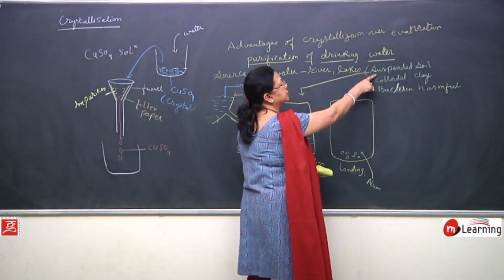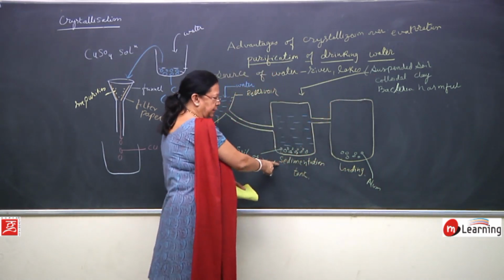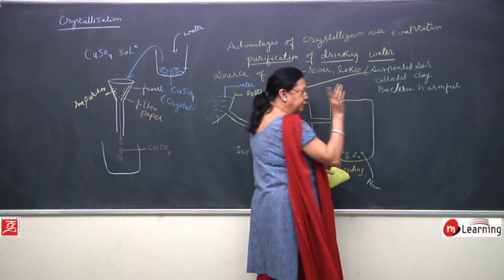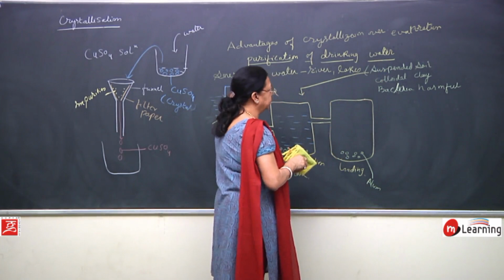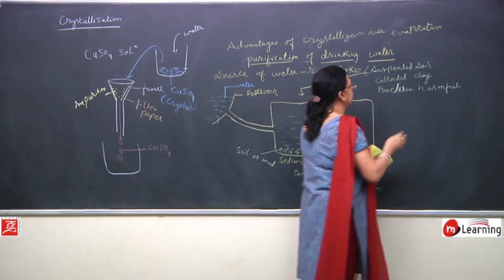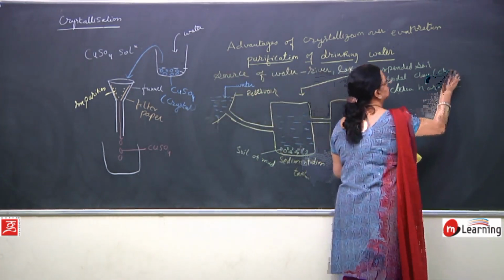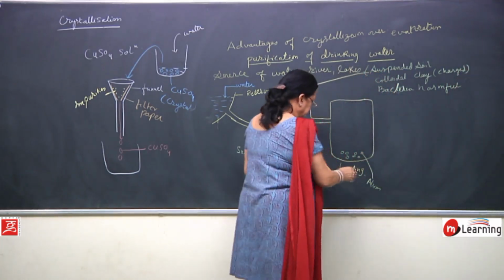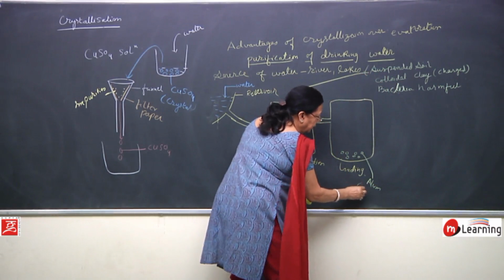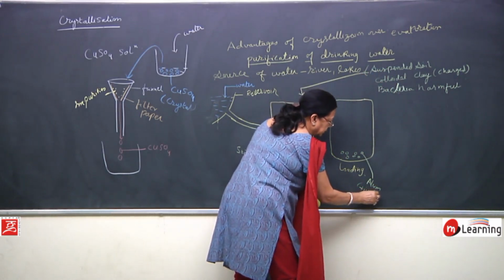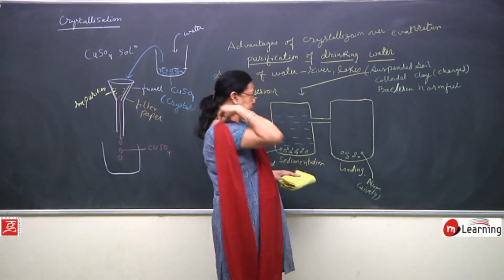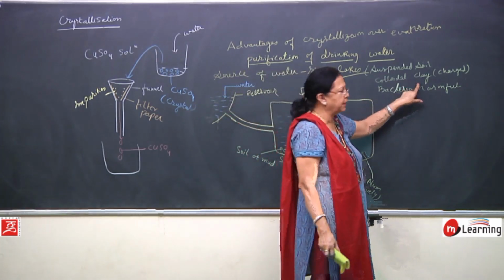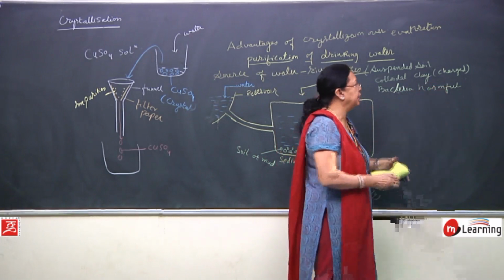Here we are saying that suspended impurities are separated by sedimentation. Now we have colloids, and we know that colloidal particles are charged. They are negatively charged, and these alum particles are positively charged. So, what happens? These alum particles will combine with these negatively charged colloidal particles.